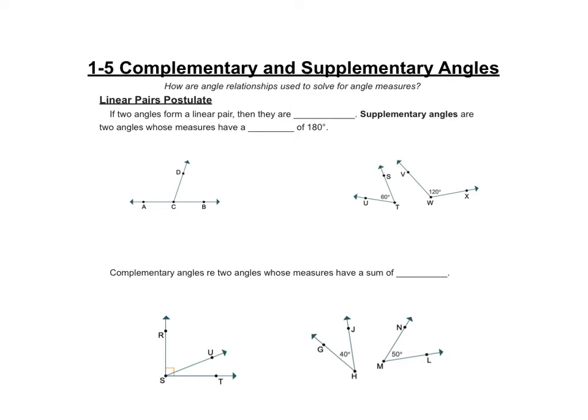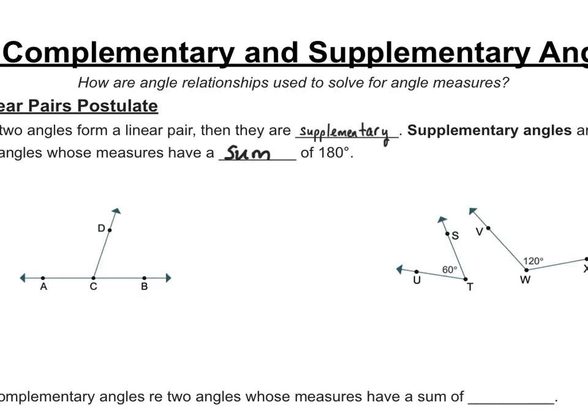class. So as we talk about complementary and supplementary angles, we're extending what we just learned about linear pairs and vertical angles, and we're going to go into how angle relationships are used to solve for angle measures. As we learned before, if two angles form a linear pair, then they are supplementary. And supplementary angles are two angles whose measures have a sum of 180 degrees.